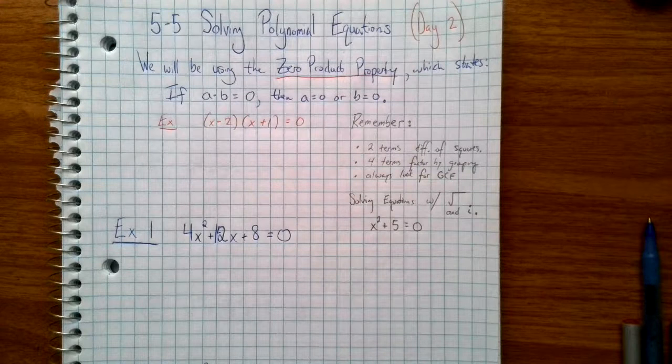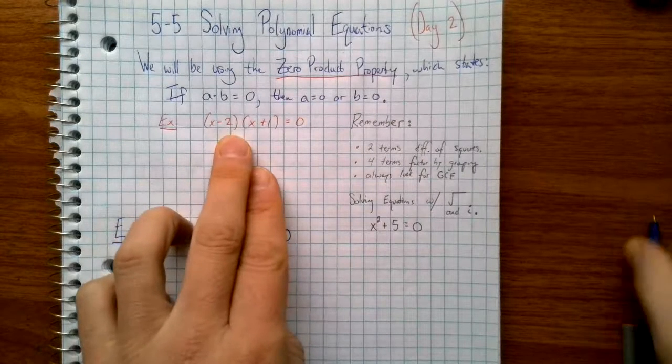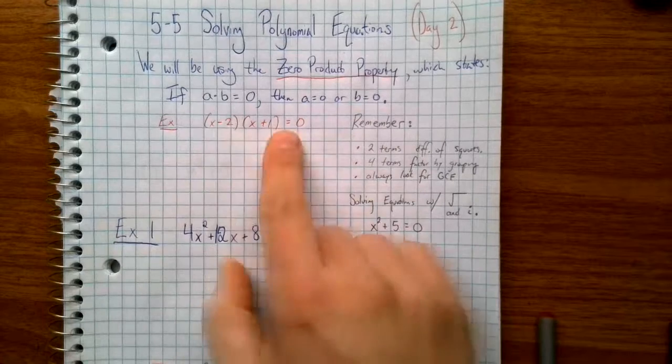states that if a times b is equal to 0, then a equals 0 or b equals 0. Essentially what this is saying is if you multiply things together and the product is 0, at least one of those things needs to be equal to 0, because that's the only way to get 0 when you're multiplying numbers together. So just a quick example as to how we're going to apply this.